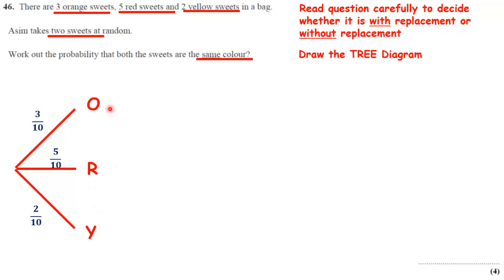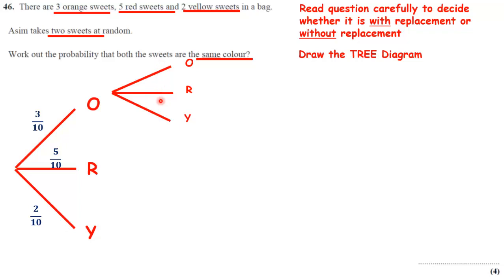When he picks the second sweet, I'm going to have another set of 3 branches coming out of each of these. So that's why I said space them out. Think about the space so that it doesn't get too crowded. So if he picks an orange sweet the first time, the next time he could still pick an orange, red, or yellow. I'm going to write in the probabilities of picking an orange, red, or yellow on these branches. Now remember, he's picked 1 sweet already. So instead of there being 10 sweets in the bag, there's 1 less. There'll be 9 sweets. So all 3 of these probabilities will be out of 9. 9 would be the denominator.